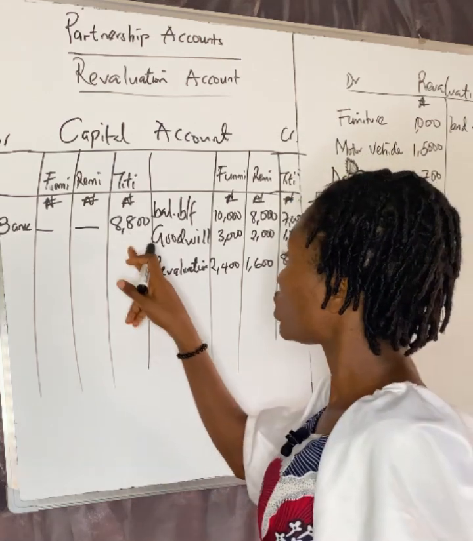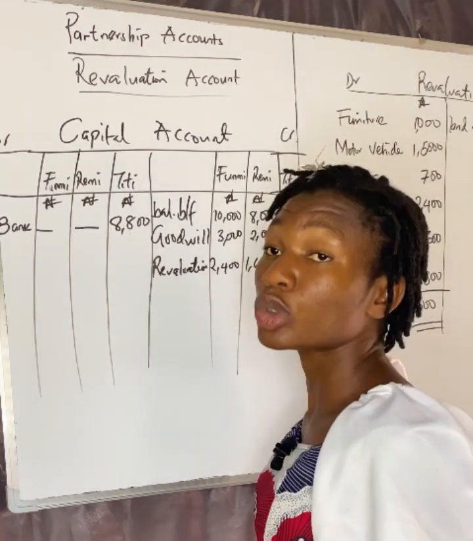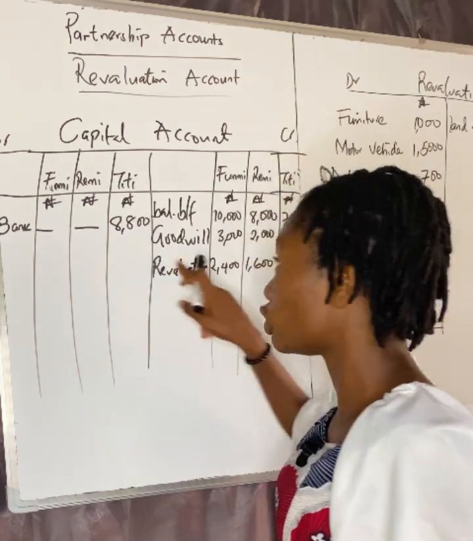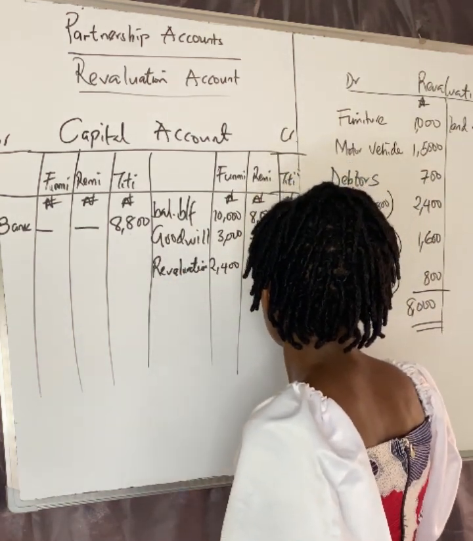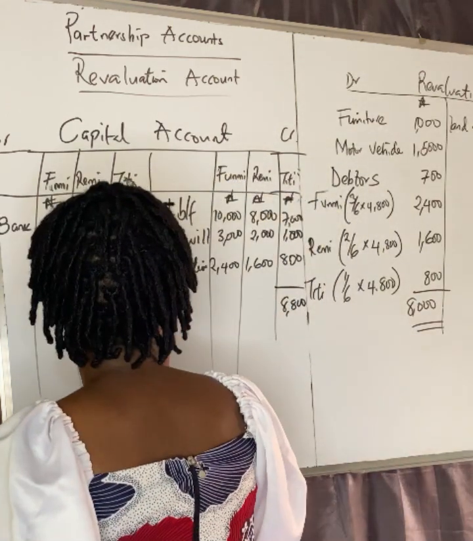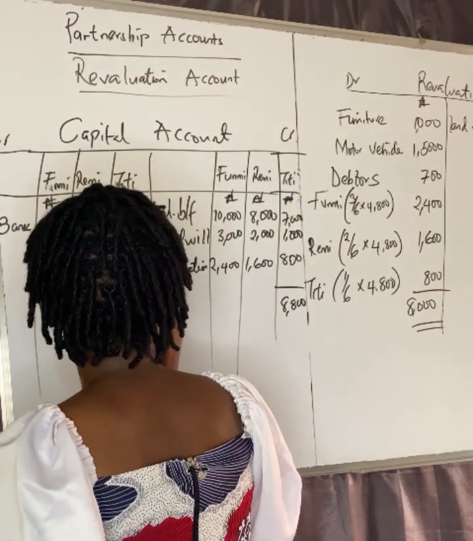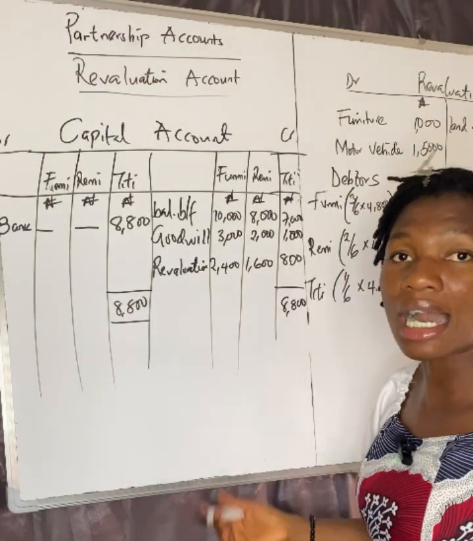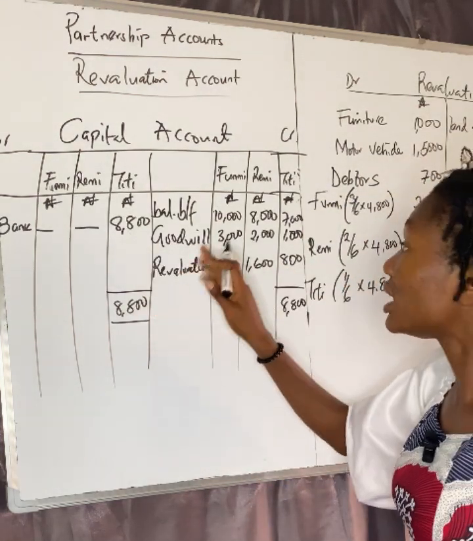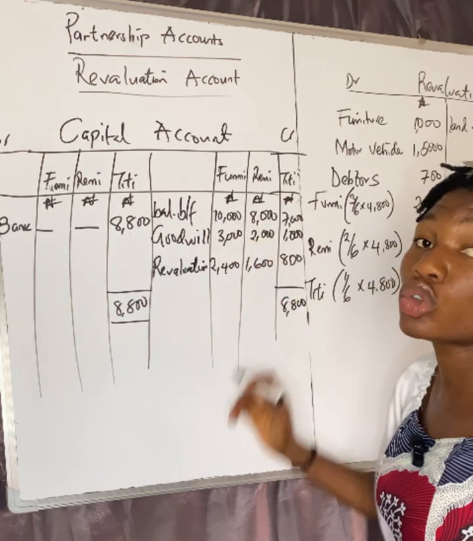Now after we have subtracted, it means her balance will be coming to a close. So this means we are closing her account. So we're going to be having 8,800 for Titi. We are through with her. All right, so for the other people now, we have to balance their accounts. The next thing is that we'll balance the account for the remaining two partners.